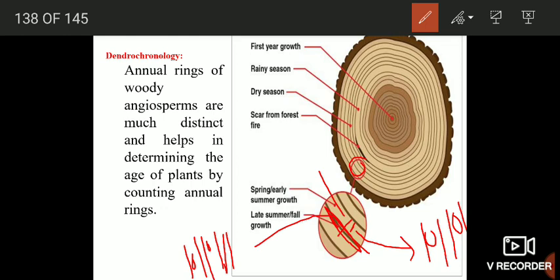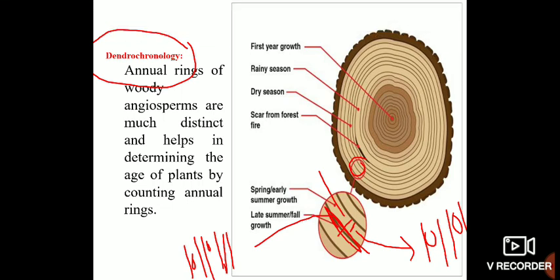Okay, this way of determining the age of plants by counting the annual rings, this is known as dendrochronology. Okay, this is all about annual rings. I hope you all understand this.